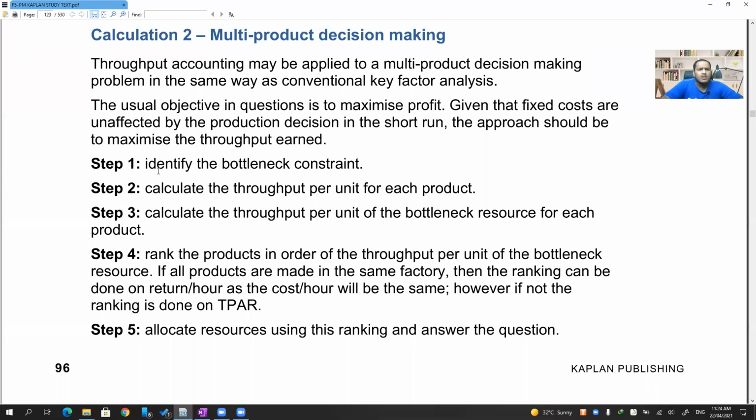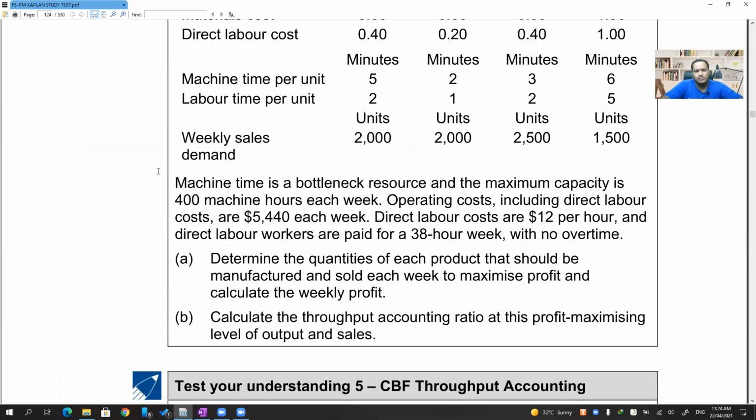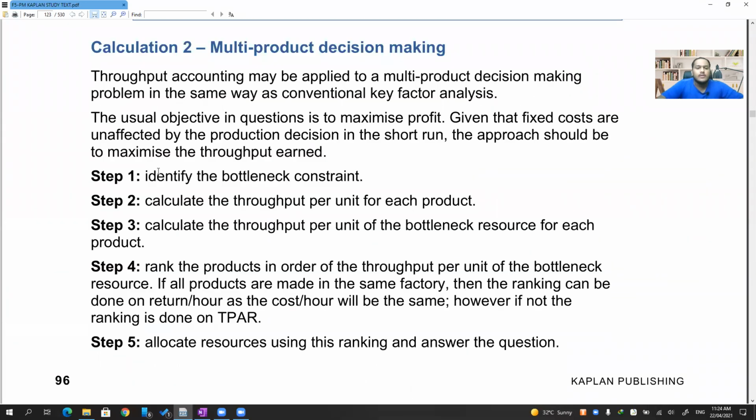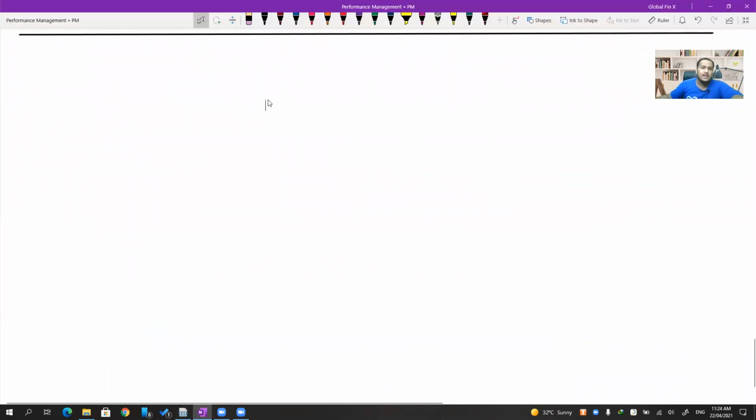Multi-product decision making. When is this covered in throughput accounting? Oh, nice. They covered this also. Nice. So multi-product decision making. So what if you are having multiple products and you have to take a decision on which product shall we produce to maximize our profits? Okay. Please understand, majority of the students make a mistake in this particular area. So let me explain that to you very clearly.